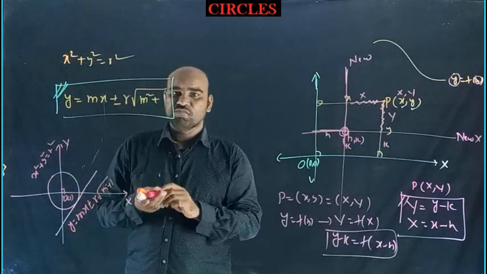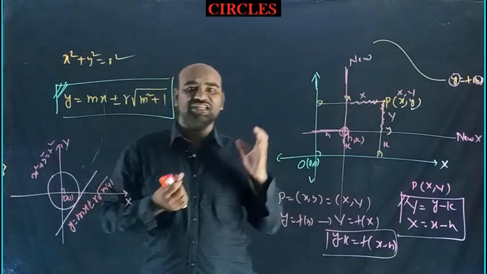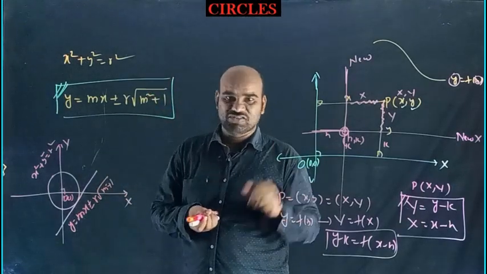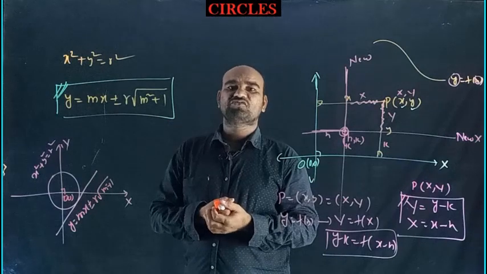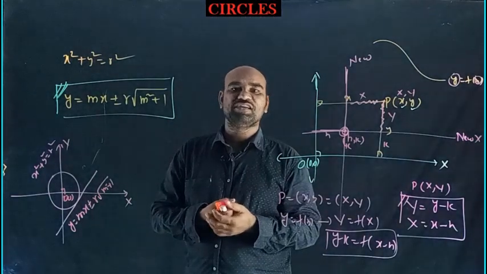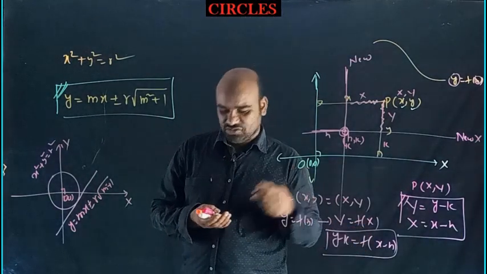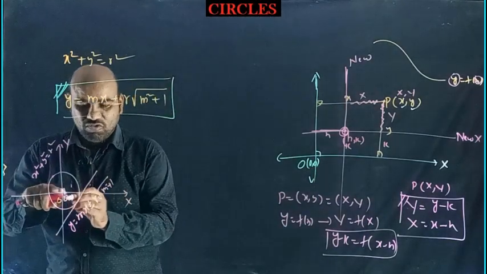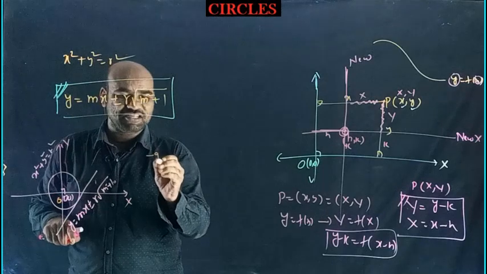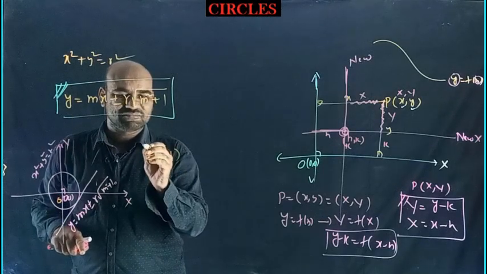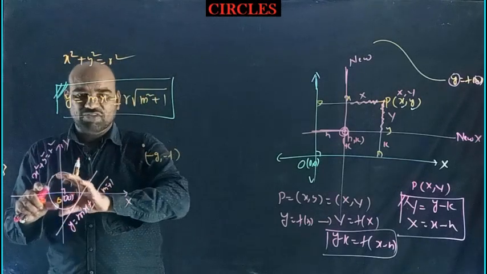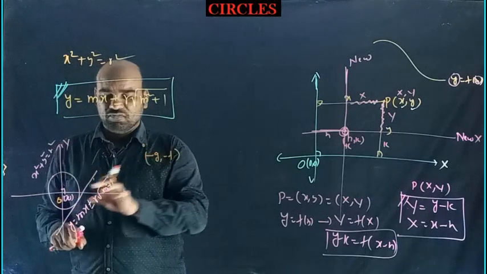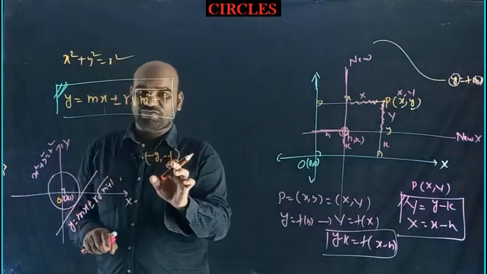But I want to find the tangent equation of a general circle, that is the S equals 0 circle. S equals 0 means x squared plus y squared plus 2gx plus 2fy plus c equals 0. So what I am doing here is shifting the origin O from (0, 0) to (minus g, minus f).